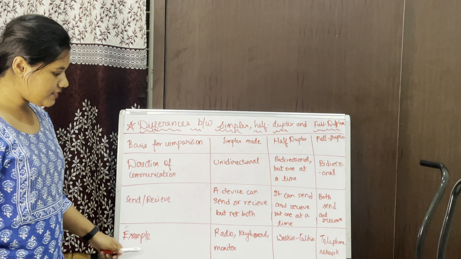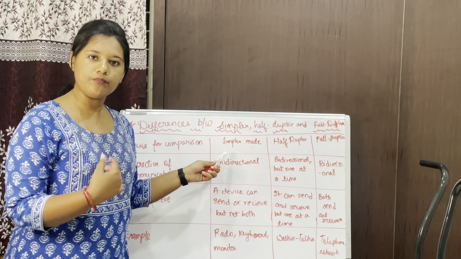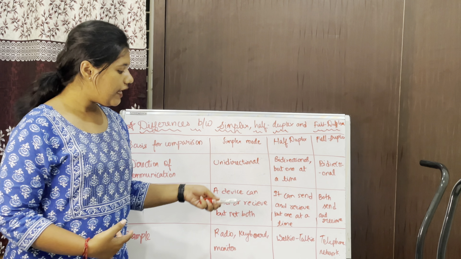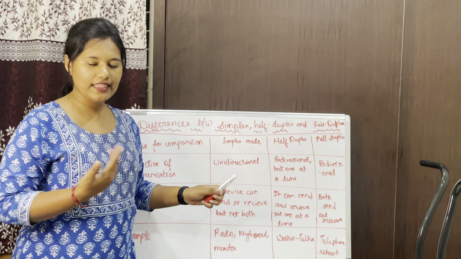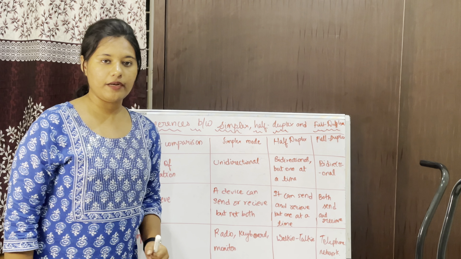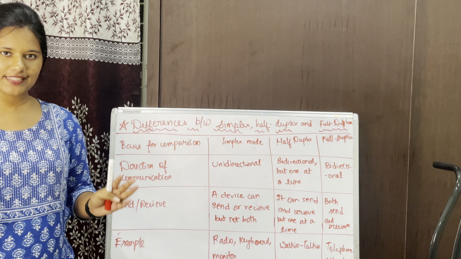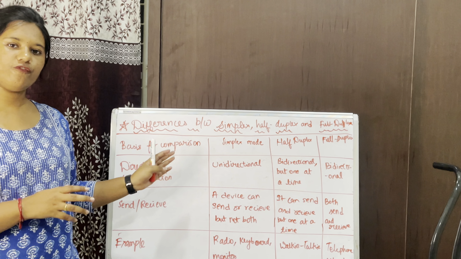Next, examples: radio, keyboard and monitor for simplex, because only input has to be given or only output has to be received. Next, in half duplex, the walkie-talkie, as we have to wait for the response and then the other end should respond. Next is full duplex, the telephone network. As in a call, on both sides we can speak and communicate at the same time. As I earlier told, you can also include the point of bandwidth in this.